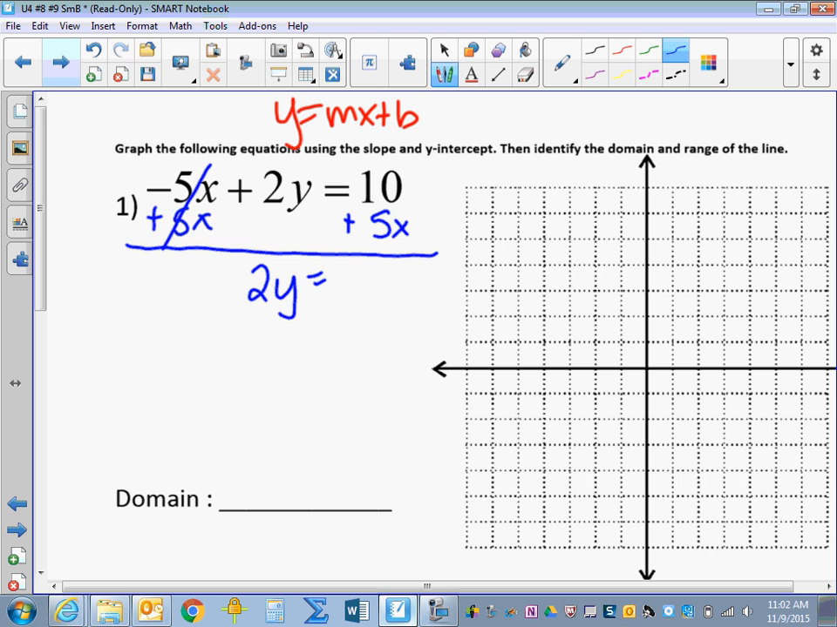Everyone, can I add 10 and 5x together? No, why not? Because they're not like terms. Why aren't they like terms? Because 5 has an x and 10 doesn't. Very good. All right, so then, what's my next step? Very good, divide by 2. So 2 divided by 2 is 1y, which is just y. And then I have 5 halves x. Remember, because I love division.